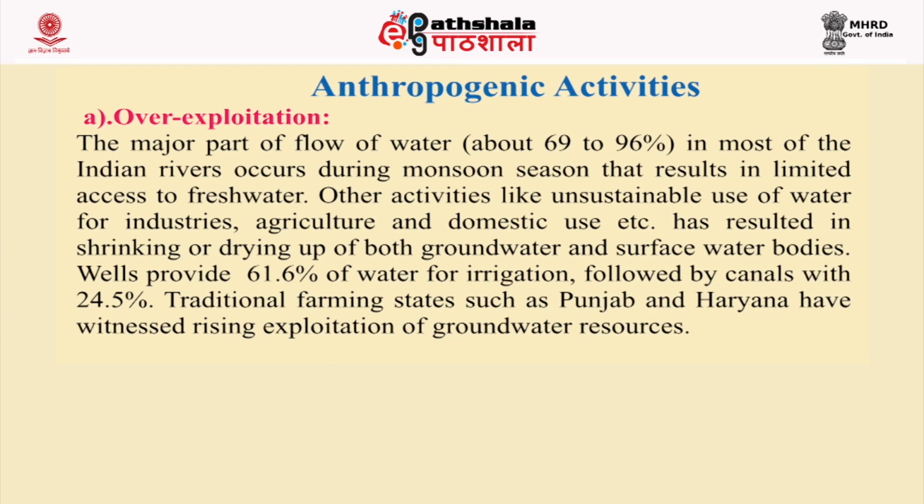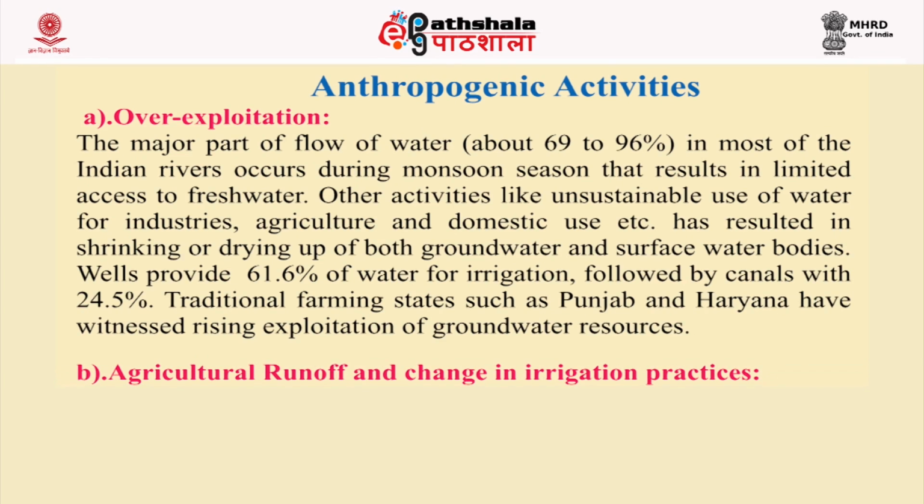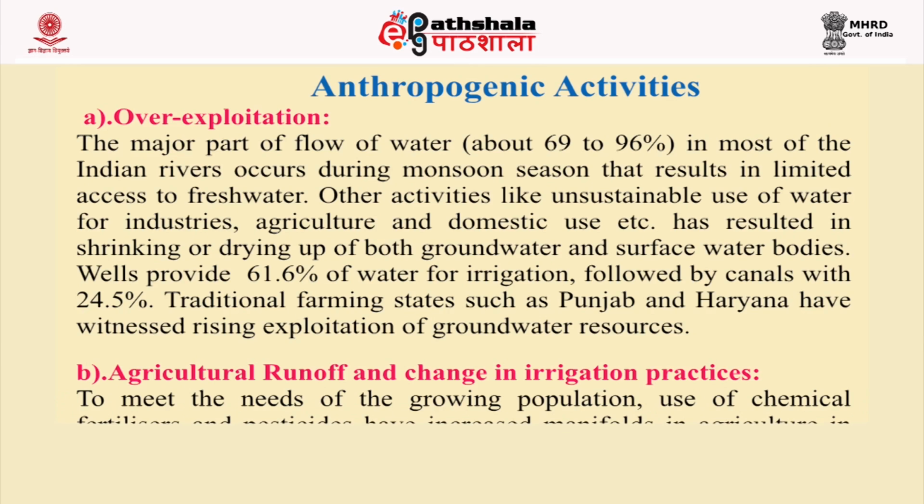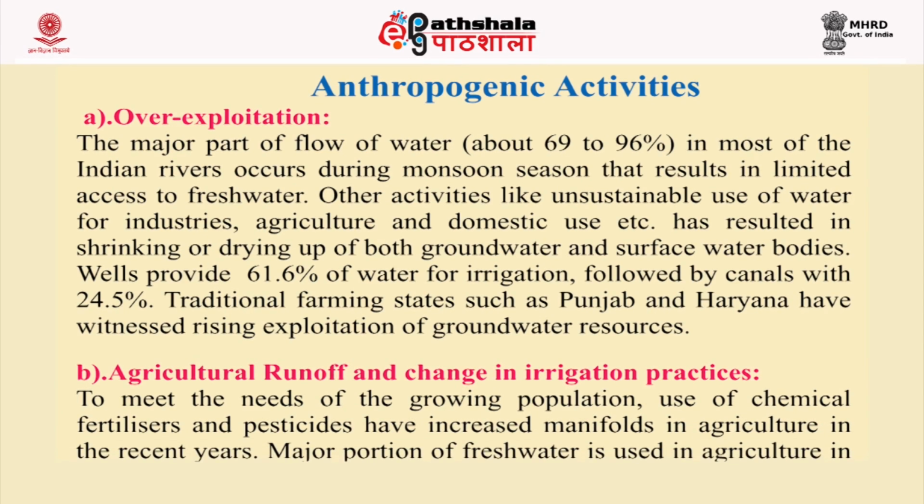Wells provide 61.6% of water for irrigation, followed by canals with 24.5%. Traditional farming states such as Punjab and Haryana have witnessed rising exploitation of groundwater resources.